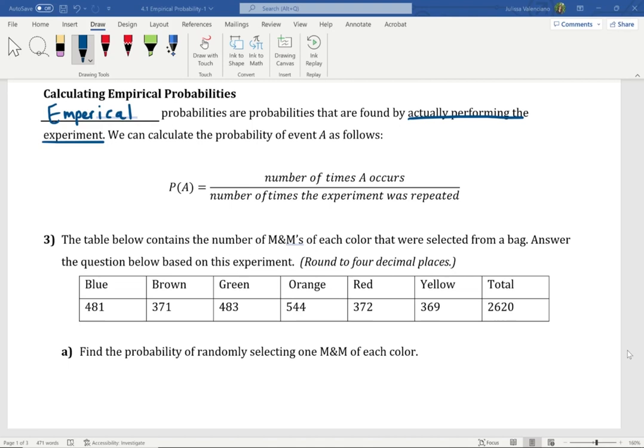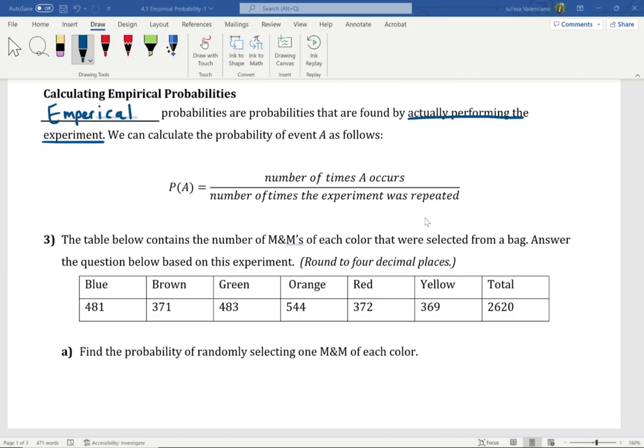The probabilities that we're going to be calculating in this lesson are going to be calculated by looking at the experiment that was performed. We're going to see the outcomes that we saw on that experiment. We can calculate the probability of event A as follows. We would take the number of times A occurs divided by the number of times the experiment was repeated.